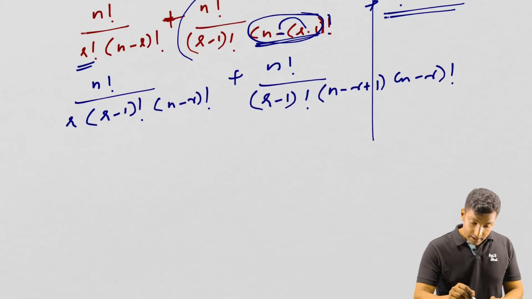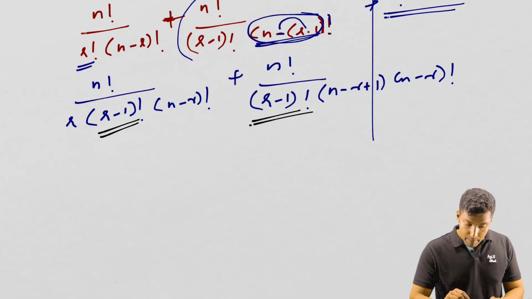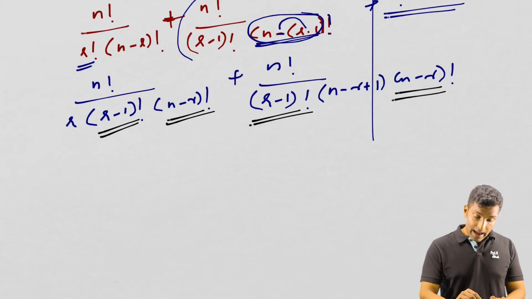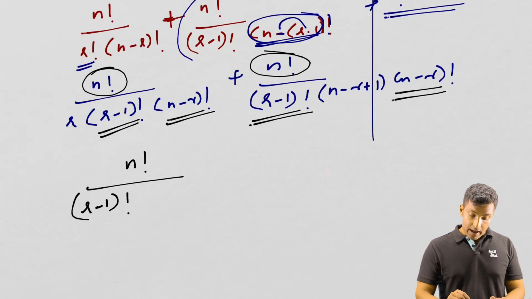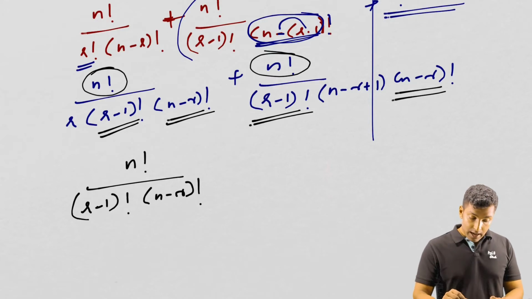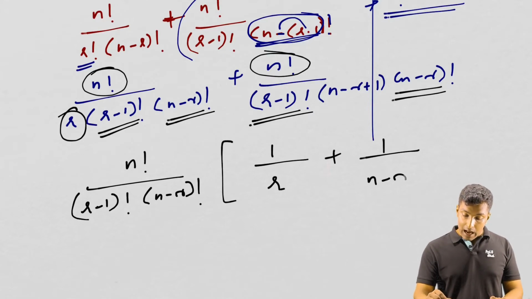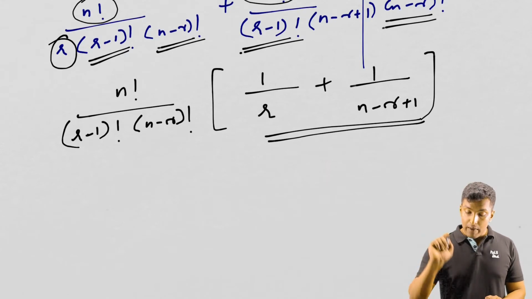Now you can see here this r minus 1 factorial, r minus 1 factorial, n minus r factorial and n minus r factorial, which is common, you can take out, and n factorial and n factorial. So n factorial divided by r minus 1 factorial, again into n minus r factorial you will take out, and what is left out will be 1 divided by r, plus 1 divided by n minus r plus 1. Now what is LCM? LCM is r into n minus r plus 1.